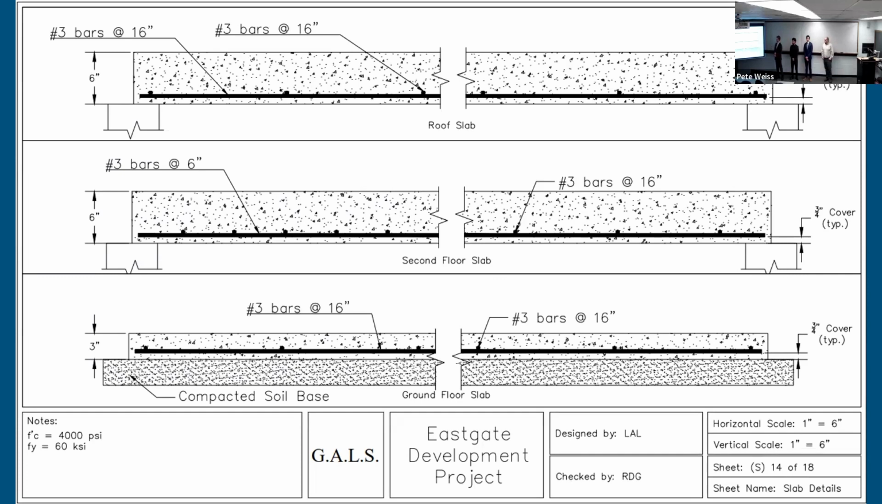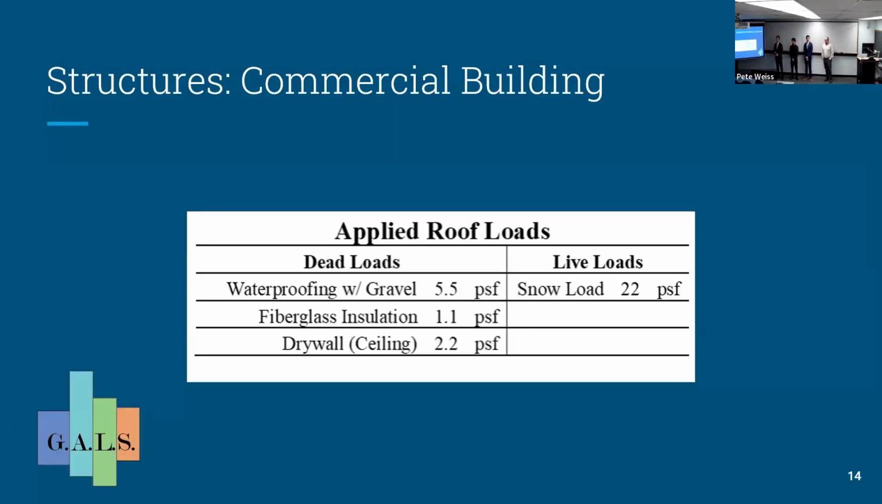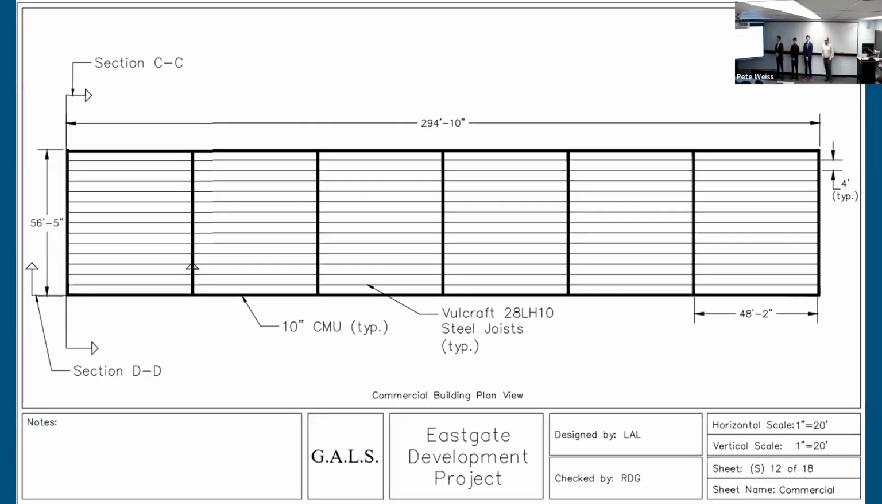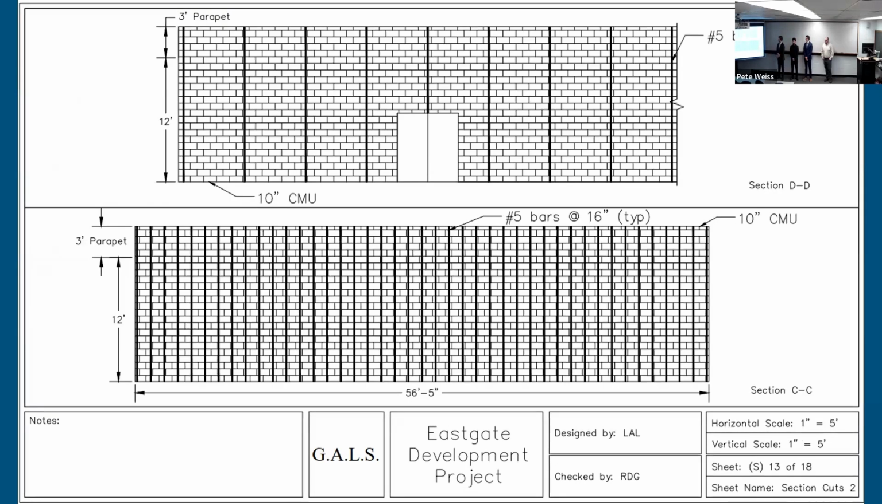In the same way for the commercial building, we also used the same roof loads. This is a single-story commercial building. Same roof loads here as we did on the senior living building. So here is the framing plan for it. We have load-bearing masonry walls all along here in each of these 6 units, and then steel joists that run in a shorter direction. So here is each of the walls.